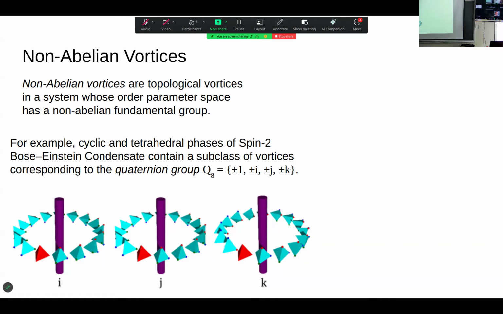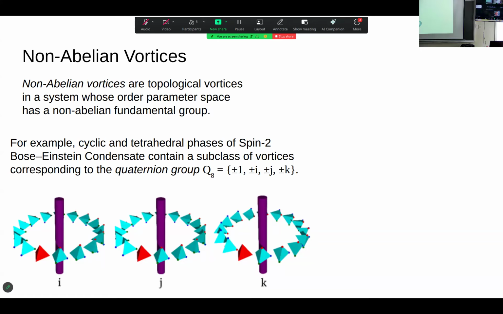which is relevant, for example, in the cyclic and tetrahedral phases of spin-2 Bose-Einstein condensate. Okay, that's a lot of words, but it's something that people can actually realize in the laboratory. Moreover, this group would also occur for a special kind of exotic liquid crystals. Okay, so the group is very simple.